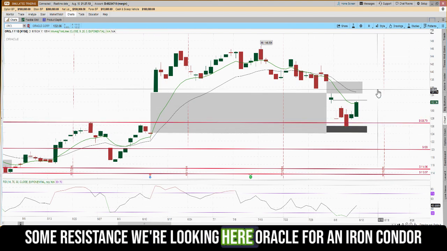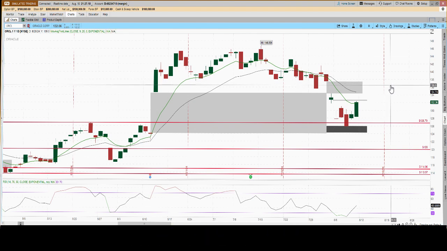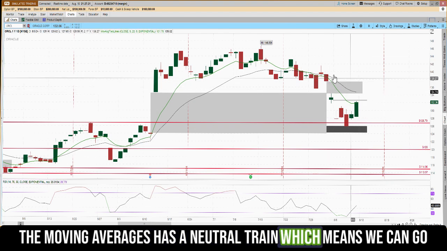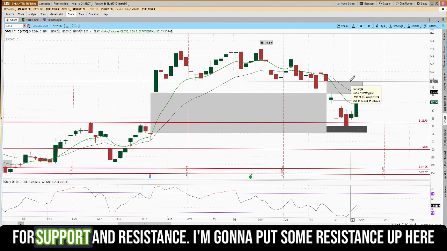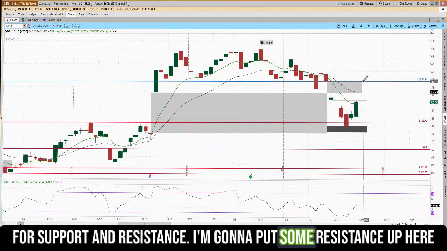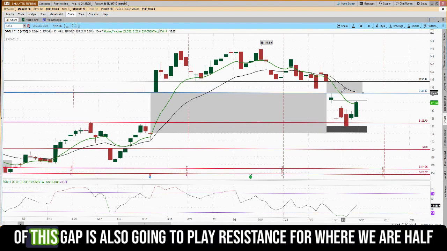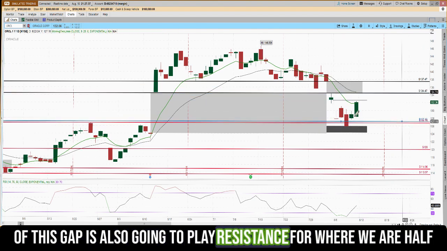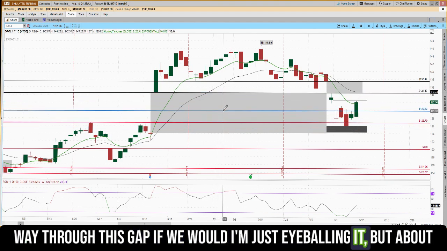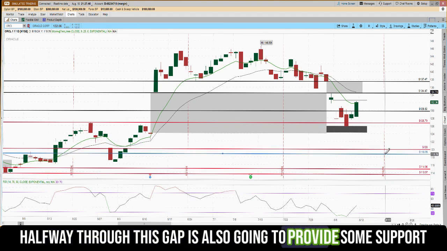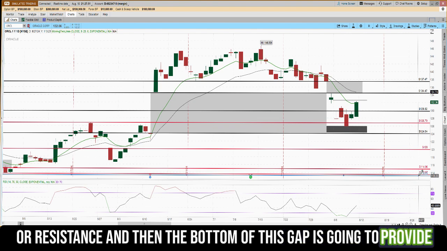We're looking here, Oracle, for an Iron Condor because it showed as neutral for the moving average. It has a neutral trend, which means we can go with a call credit spread and a put credit spread. So we're looking for support and resistance. I'm going to put some resistance up here at the top of this gap. Honestly, the bottom of the gap and the top of this gap is also going to play resistance for where we are. Halfway through this gap, I'm just eyeballing it, is also going to provide some support or resistance. And then the bottom of this gap is going to provide support.